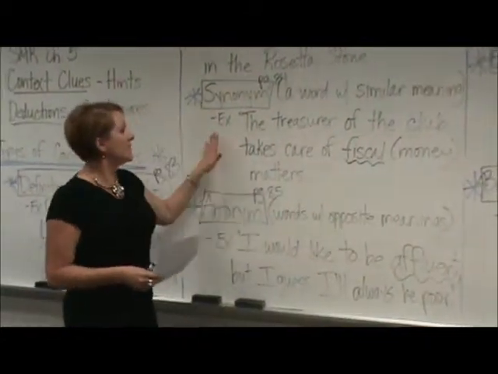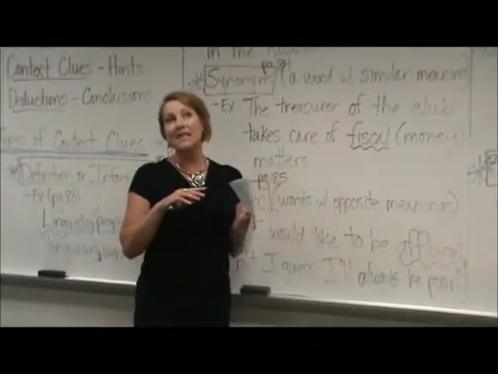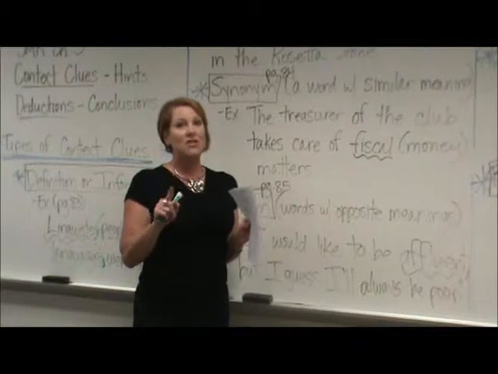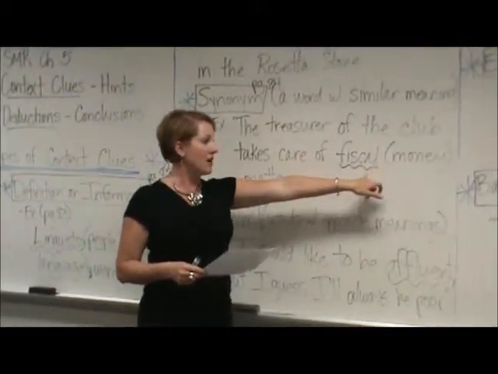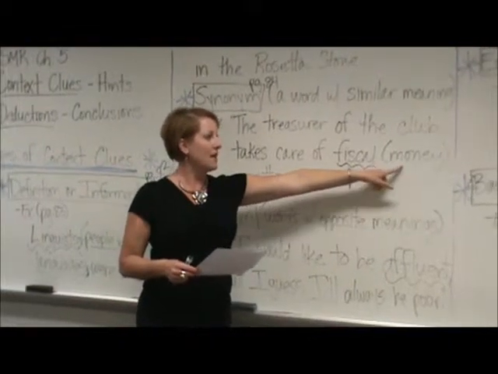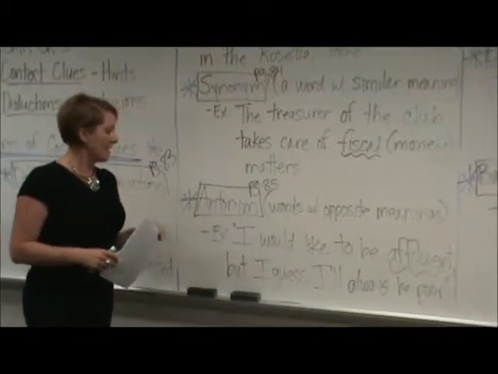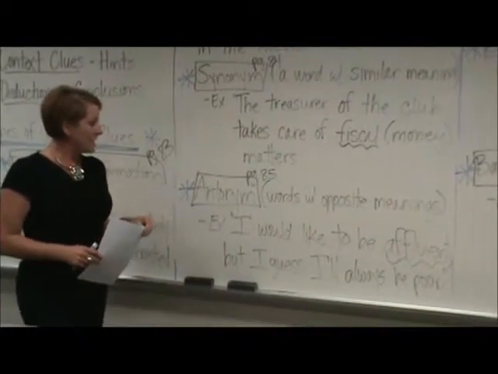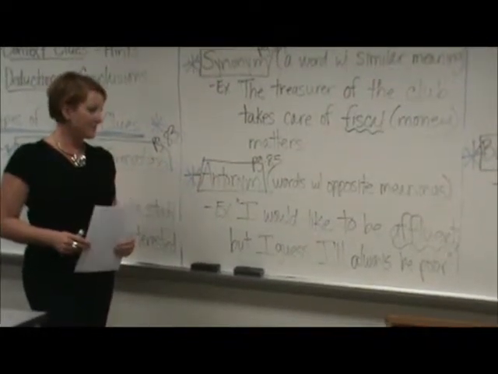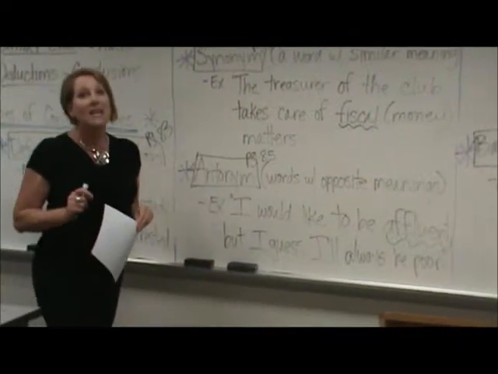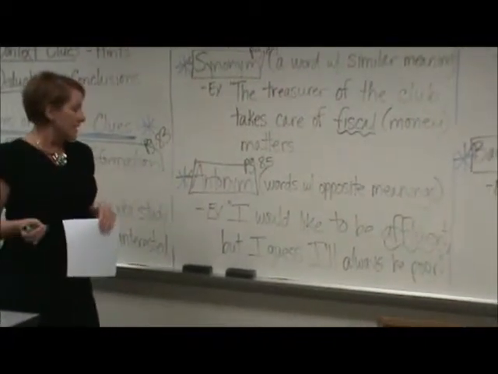Okay, so in the synonym example, it just lets you know, in parentheses usually, again, it could be dashes, it could be commas. All right, but it does tell you a synonym for the unknown word. In this case, money is a synonym of fiscal. Okay, the next kind of context clue is an antonym clue. This is on page 85. And if you didn't already know, antonyms are words with opposite meanings like big and small.